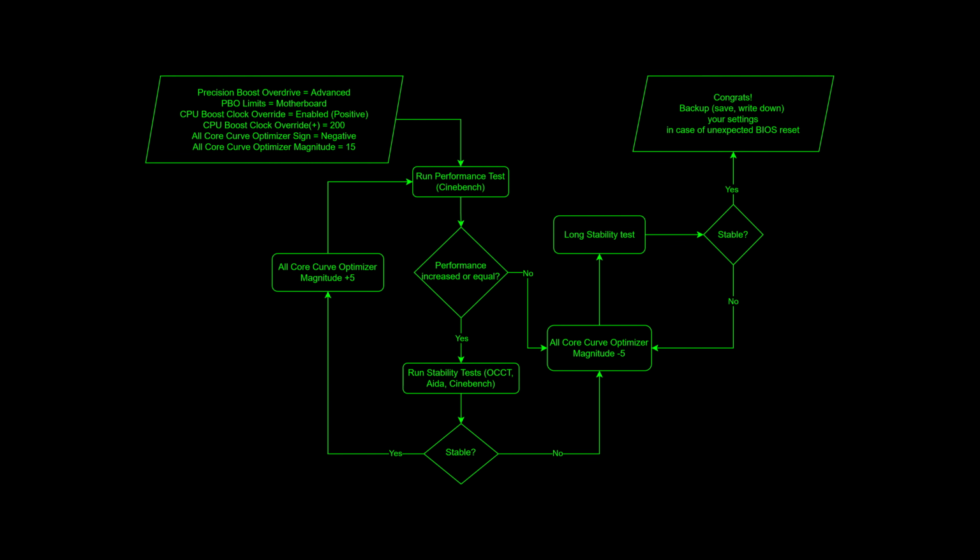If everything is passing and you see no performance decrease, then increase the all-core curve optimizer magnitude by 5 and repeat performance and stability testing until any of the stability tests fails. At this point, you have reached the maximum undervolting potential, in other words, the maximum negative voltage offset, so decrease the all-core curve optimizer magnitude to its previous stable value. For my specific setup, I was able to achieve a negative 20 voltage offset.